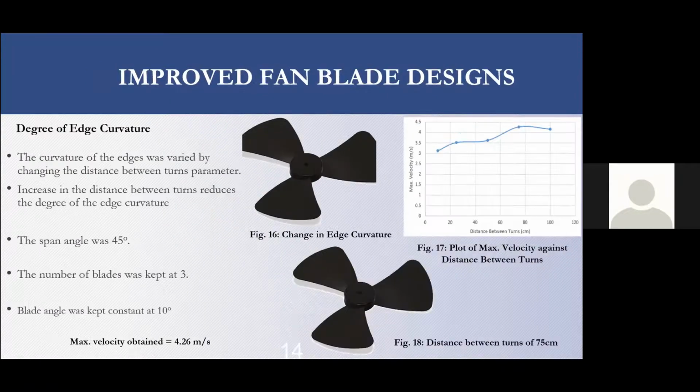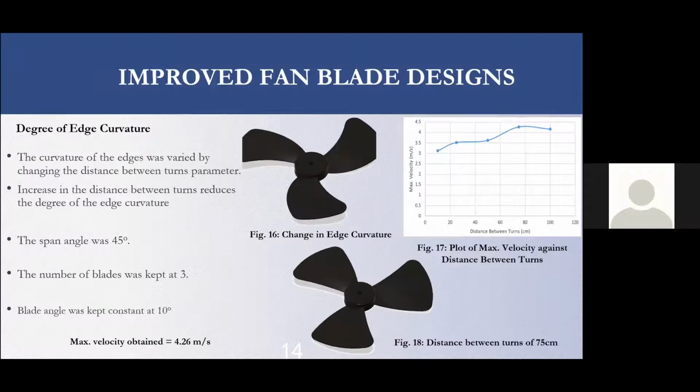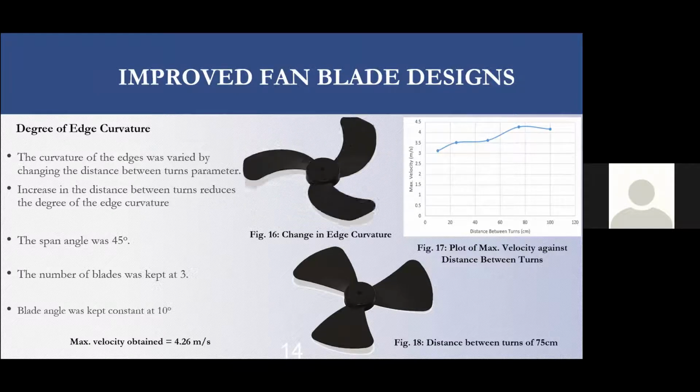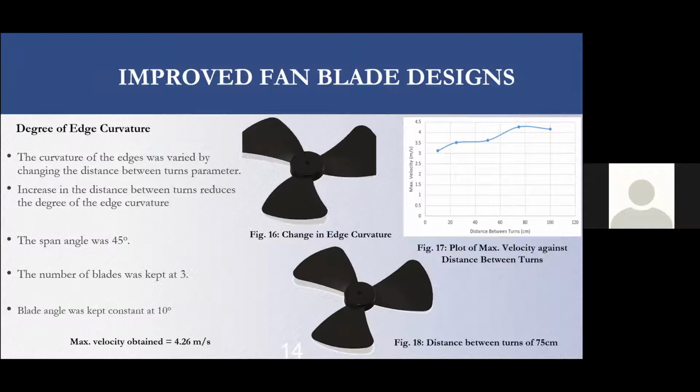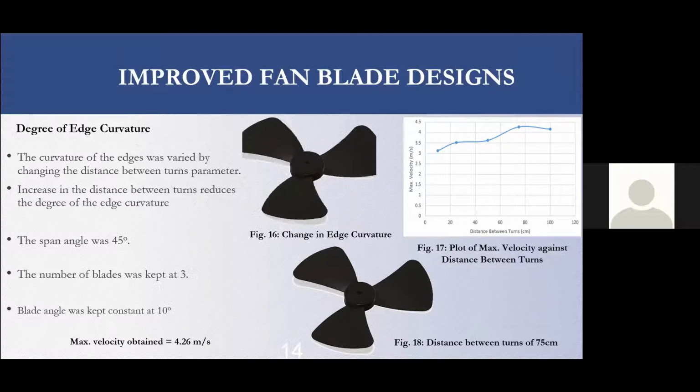Moving on to the next stage of simulation, the degree of edge curvature. This edge curvature is mainly affected by a parameter known as distance between turns. So that is the parameter we have on the x-axis of our graph results. And we can see that the optimal distance between turns is 75 centimeters.